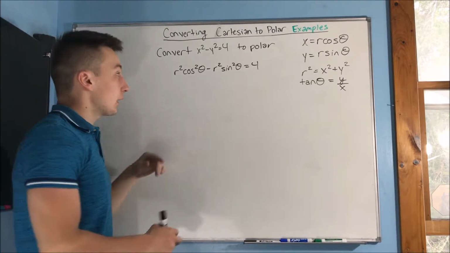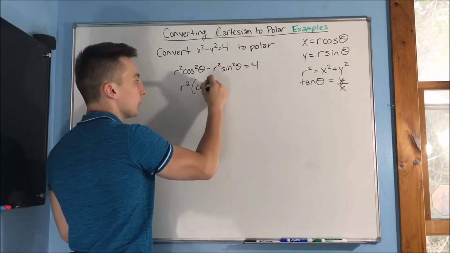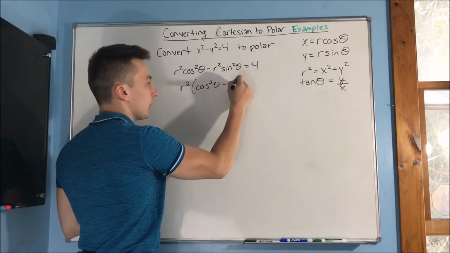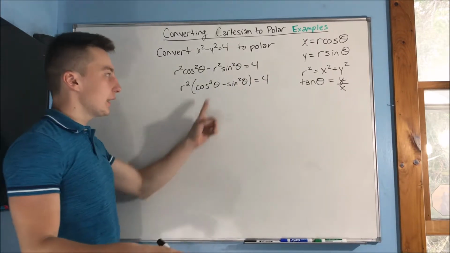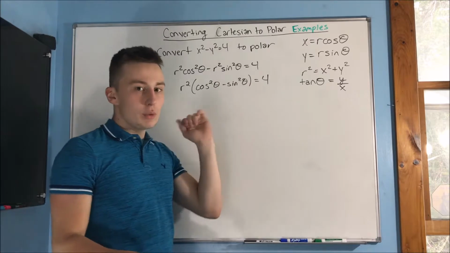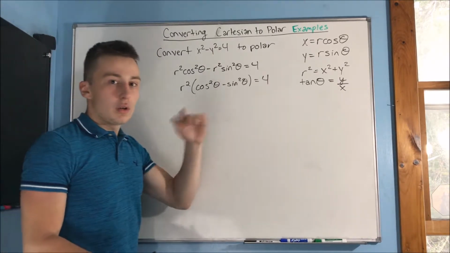Cool, now we can factor out that r squared. We factor out that r squared, and we're left with cosine squared theta minus sine squared theta on the inside. Now, since there's no plus here, we can't just say that this is 1, and then get that r equals 2, okay?